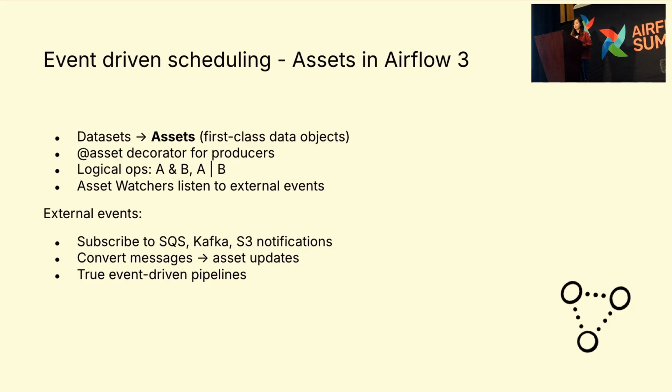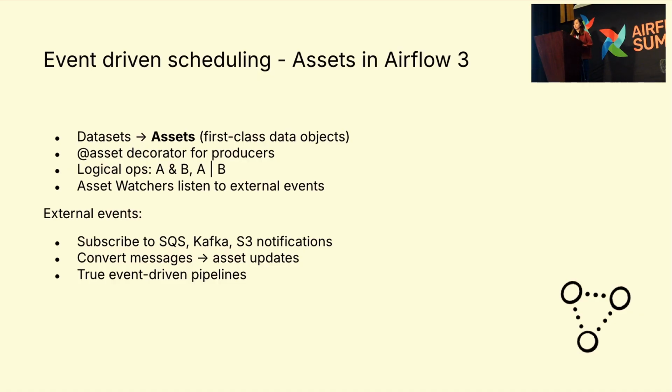But the big difference between datasets and assets is that assets are able to listen to what's happening outside the Airflow world. So now you can subscribe to an SQS queue, a Kafka stream, and also S3 notifications. For example, we have DAGs that are listening to S3 file uploads. In the past, we had the S3 key check operator that checks whether a certain key/file exists in S3. And now we can just subscribe to S3, and we will get a notification whenever a new file is uploaded to a certain S3 bucket.